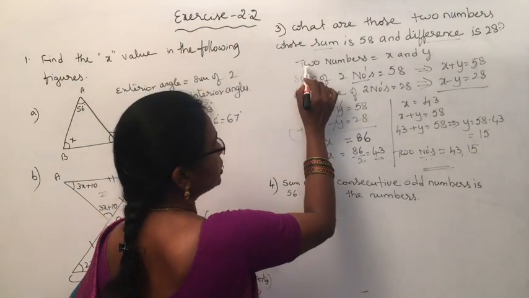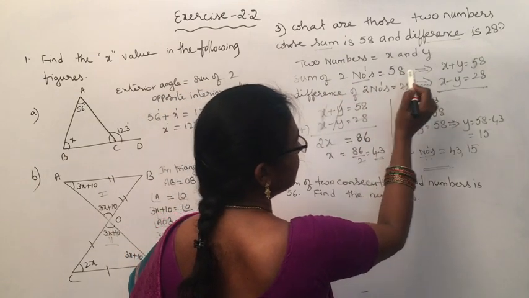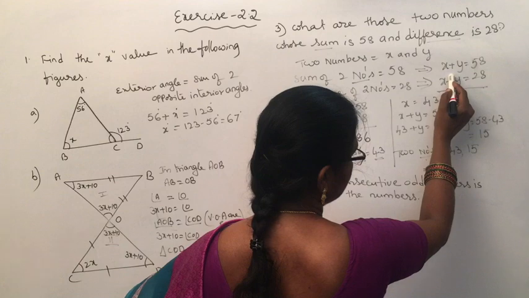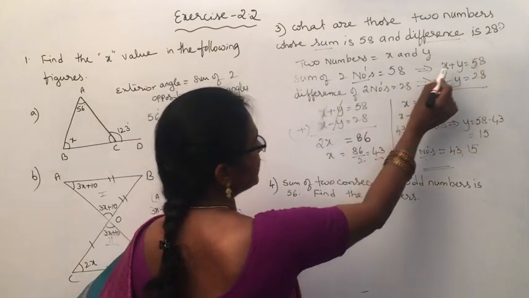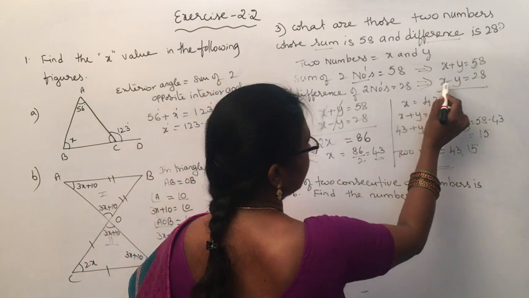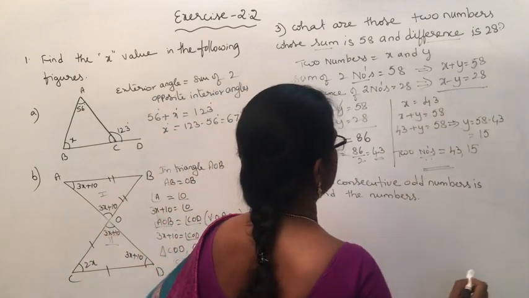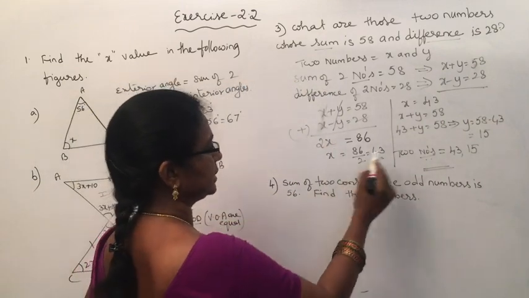Now first we have to assume two numbers x and y. Sum of two numbers is 58. What is the algebraic equation? x plus y is equal to 58, because sum means addition. Next, the difference of two numbers is 28, which means x minus y is equal to 28. Now we have to solve those two equations. You will get x and y.